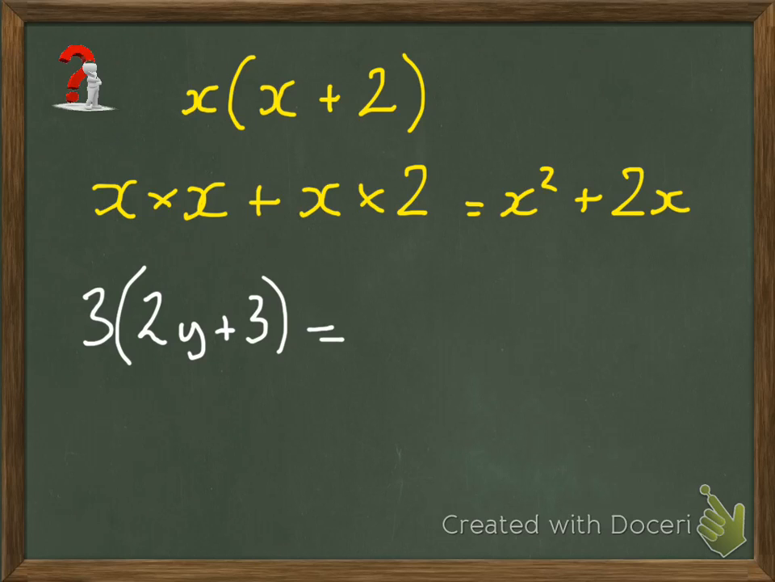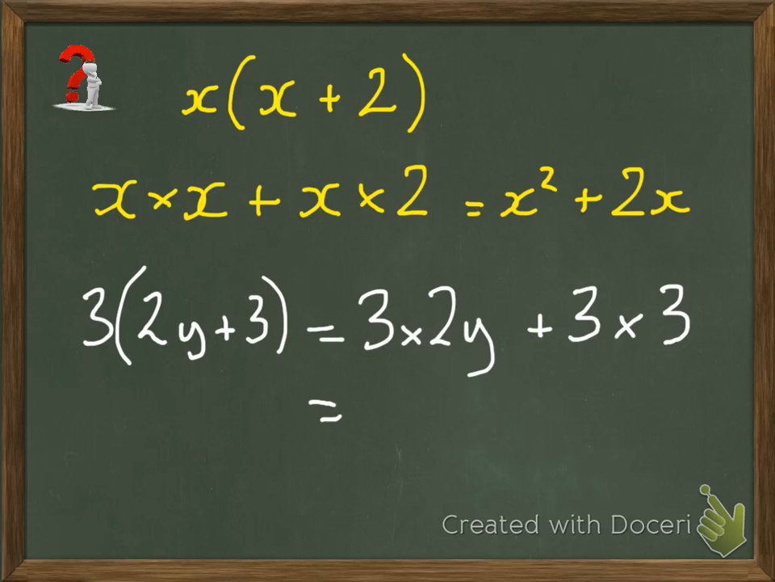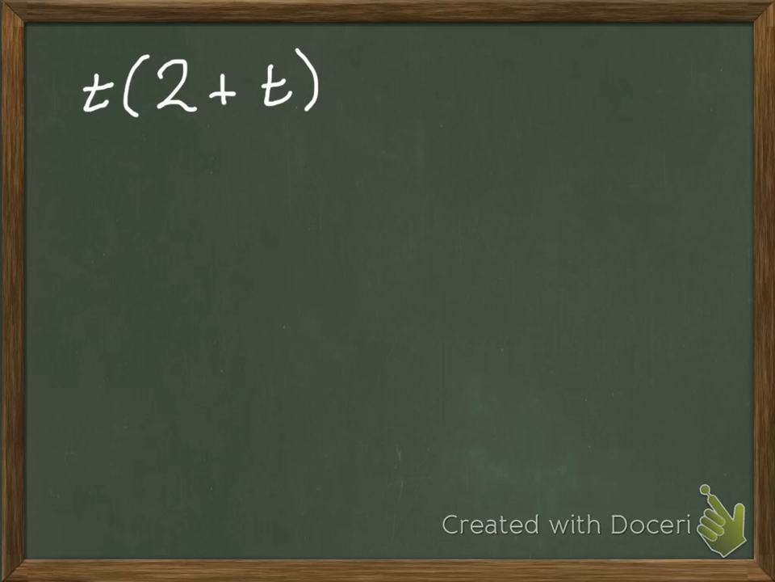Okay, so that equals the outside times the first thing in the bracket, and then it's the outside times the next thing in the bracket, which is, I've got 2y times 3, 6y plus 3 times 3 is 9. Okay, next question, pause if you need to and come back.